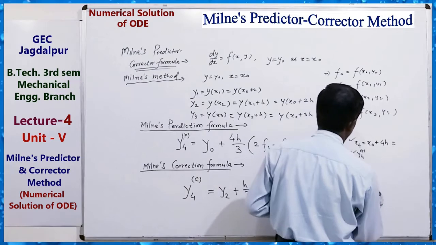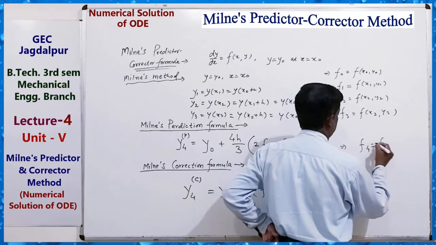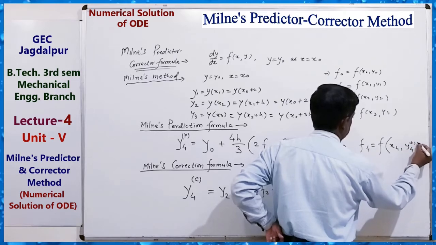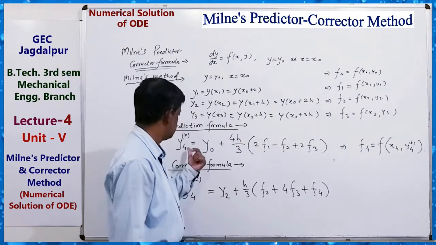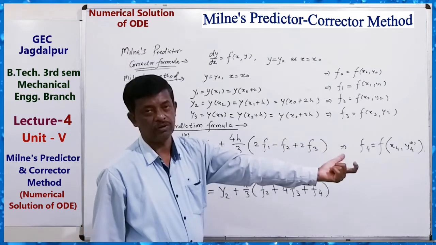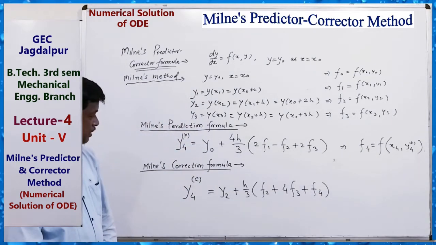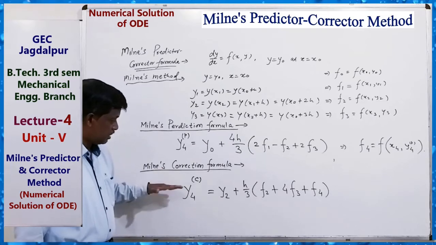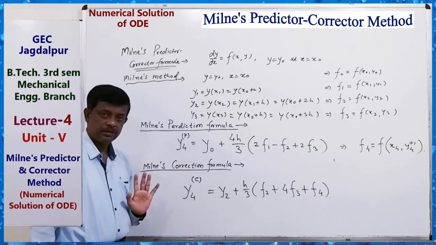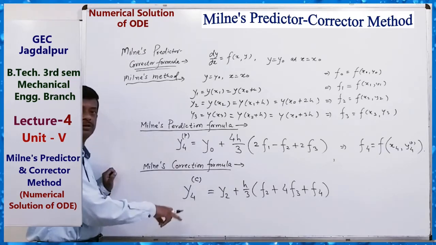That is, find f4 equals f of x4 and y4, the predicted value. The predicted value is used here. So f of x, y at x4 and y4 gives the value, and this y4 is used here. Okay. Now, the first time we use the correction formula for this. Then the second time also you can use this value, because this is the corrected value.